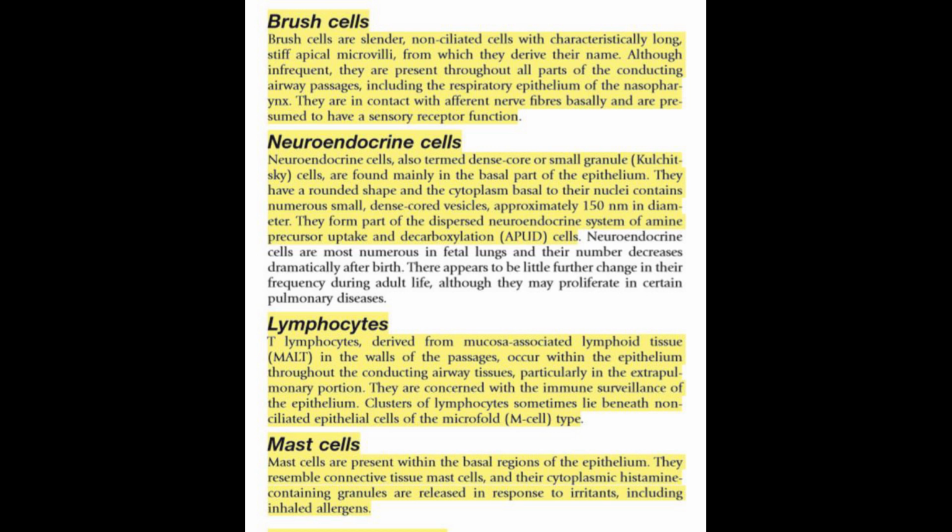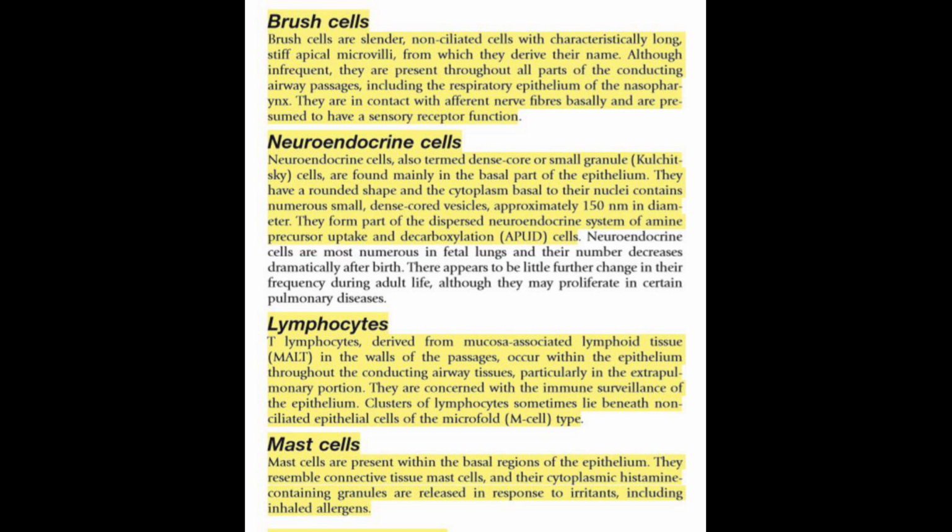What are the mast cells? Mast cells are present within the basal region of the epithelia. They resemble connective tissue mast cells, and their cytoplasm contains histamine granules, which are released in response to an irritant or inhaled allergens. Question: describe the function of the lymphocytes and mast cells, which are migratory cells of the trachea and the bronchi.